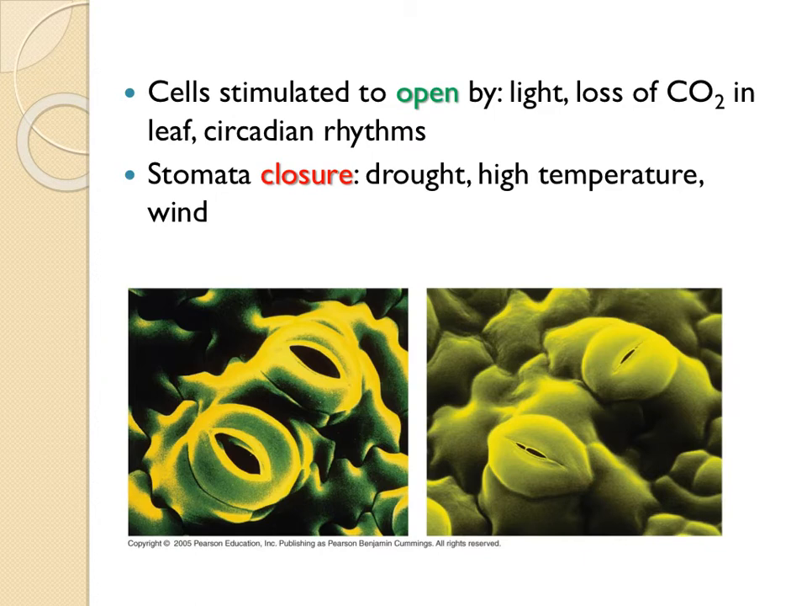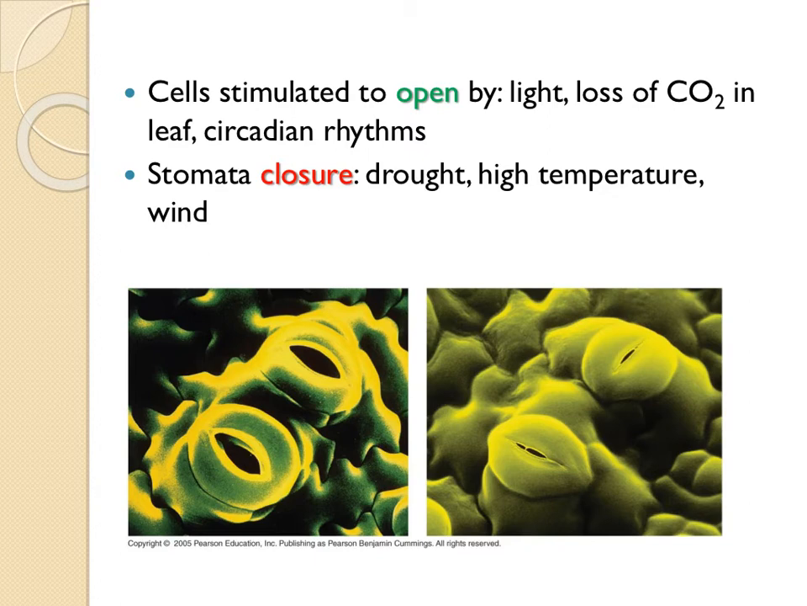And the stomata are stimulated to close in times of drought so that the plant conserves the water that's in there, with high temperatures, and when it's really windy outside. Because when it's windy, that drops the water potential in the atmosphere and there's a higher likelihood of water evaporating through the leaves. And so to conserve water for the plant, it will close the stomata.